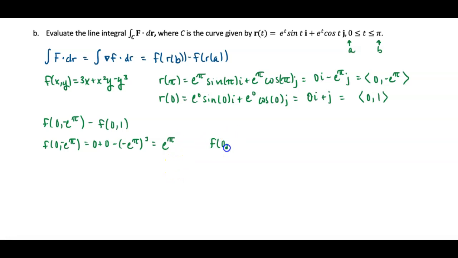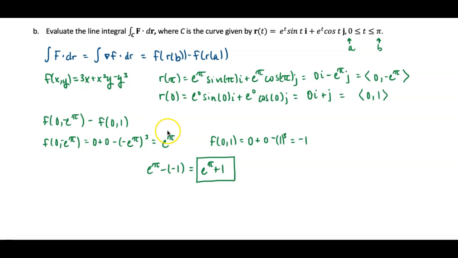Our f of 0, 1 is just going to be plugging into this function. 3 times 0 is 0, plus 0 squared times 1 is 0, minus 1 cubed. So this is just going to be a negative 1. And finally, we get e to the pi minus a negative 1, which is e to the power of pi plus 1. And so this is our solution.